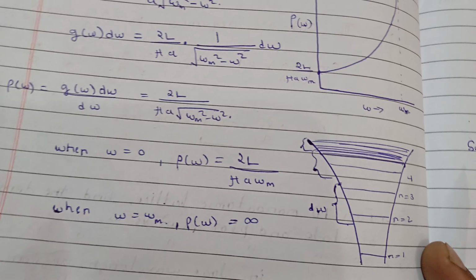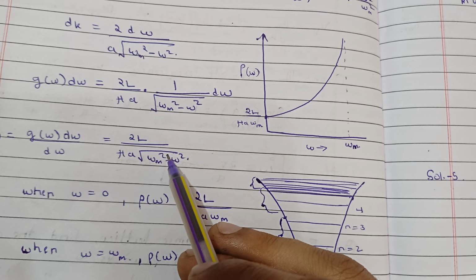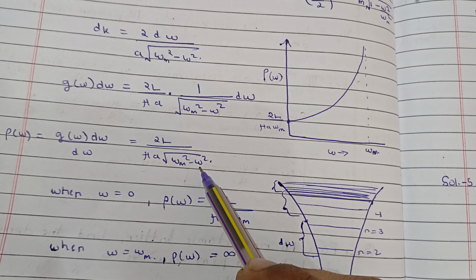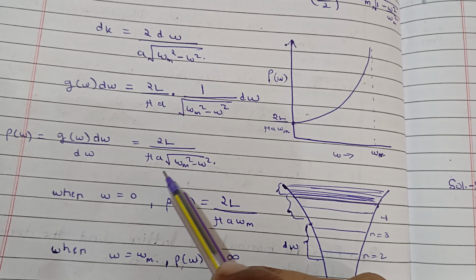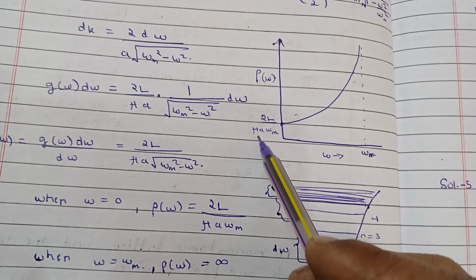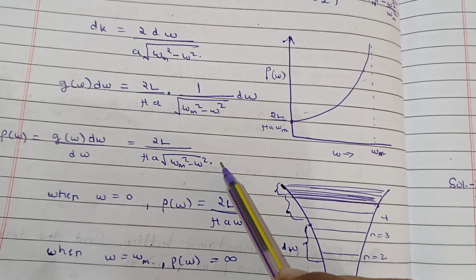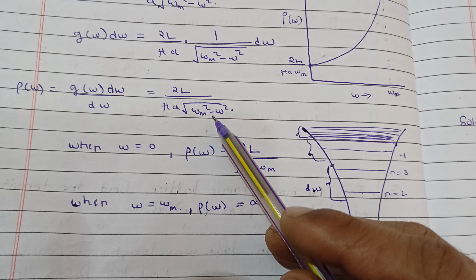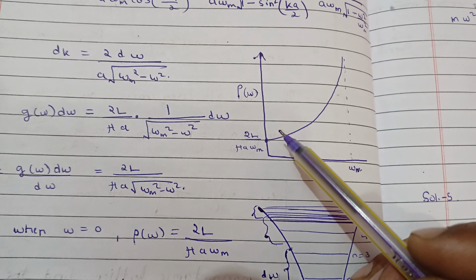Now in the question it was asked to plot the curve. So we can plot rho omega versus omega. When omega is 0, what will we get? We'll get something like 2L by pi a omega m. So that will be the value for omega equal to 0. But when omega equals omega m, the maximum possible omega, the cutoff frequency, then rho omega tends to infinity. So the curve will be like this.